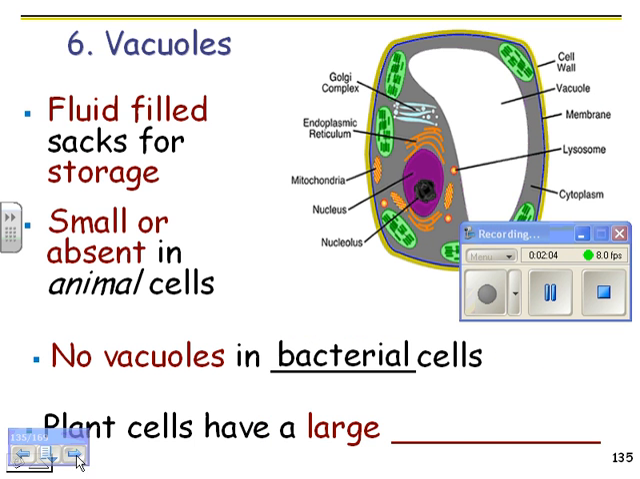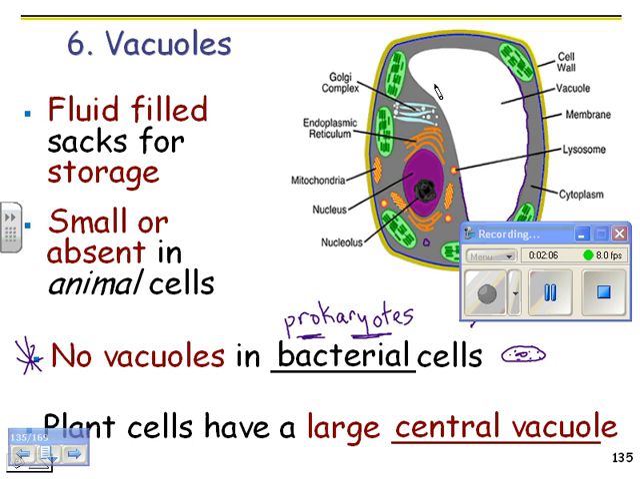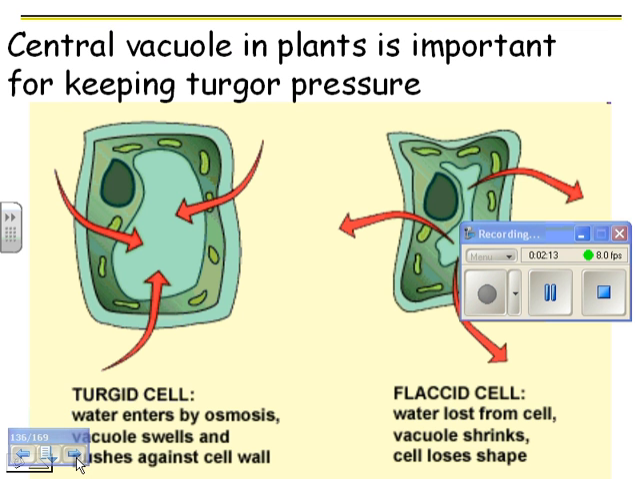In plant cells, there is a large central vacuole. It's this enormous thing sort of in the middle of the plant, and it takes up so much space that we call it a central vacuole. Here's one of the many functions of the central vacuole in a plant cell. It is important for keeping turgor pressure. Turgor pressure means this. See how water comes into the plant and it's nice and full? That's called a crispy plant. If you buy some lettuce and it's still crispy, that's a turgid cell.